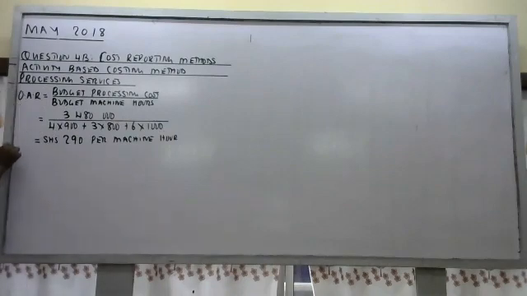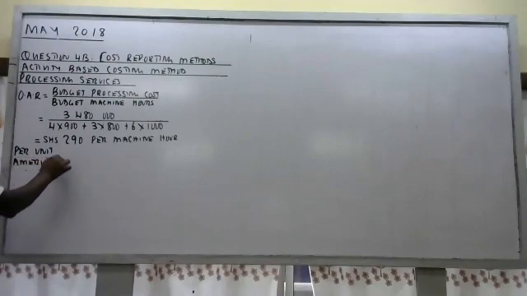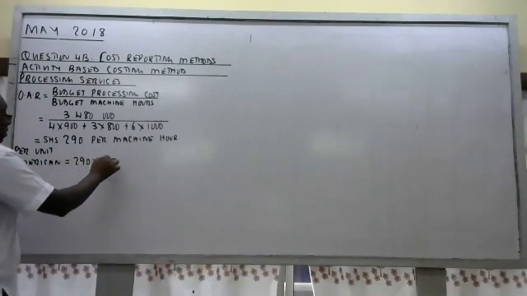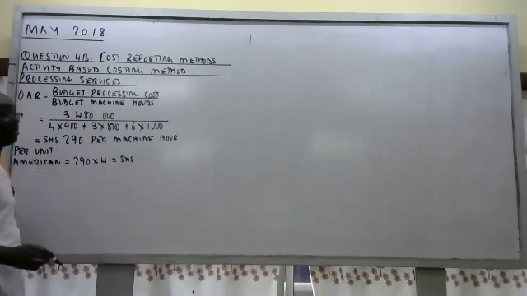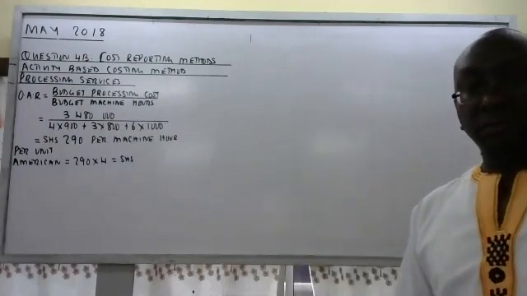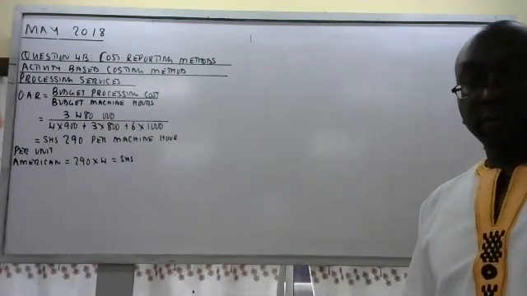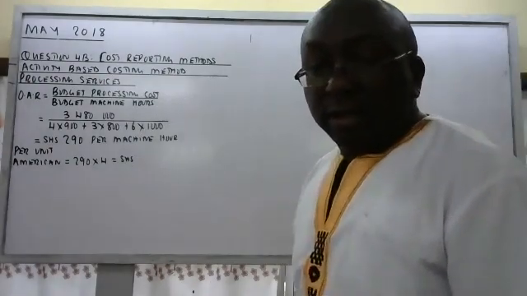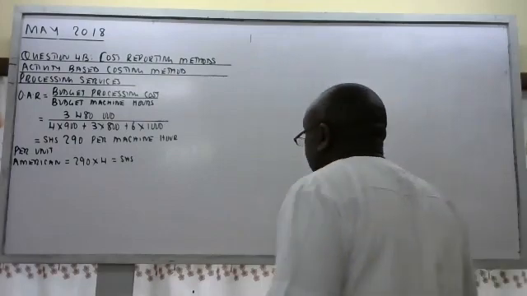So per unit, American will have 290 times 4. How much is that? Yes, Ivarin. 1160. June, good. 1160.